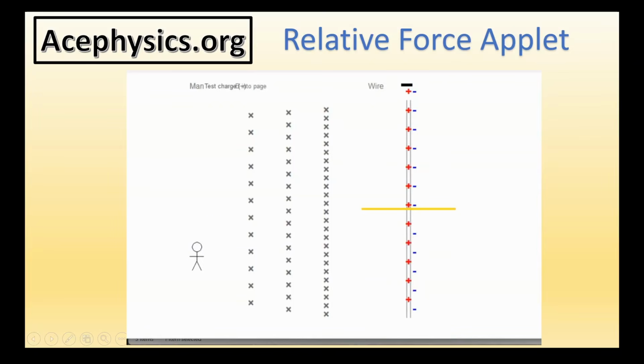To recap, there's a person at rest with respect to a wire. That means they're at rest with respect to the positive nuclei. Current is flowing in the wire. Charges are moving upward. That creates a magnetic field into the page here. There's also a magnetic field coming out of the page on the other side of the wire. I haven't drawn that here.